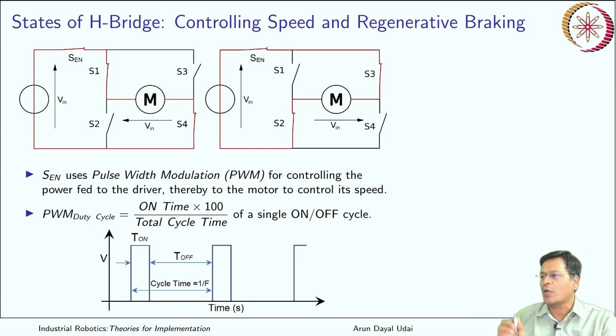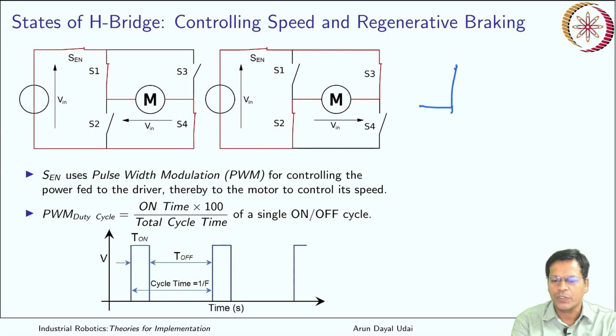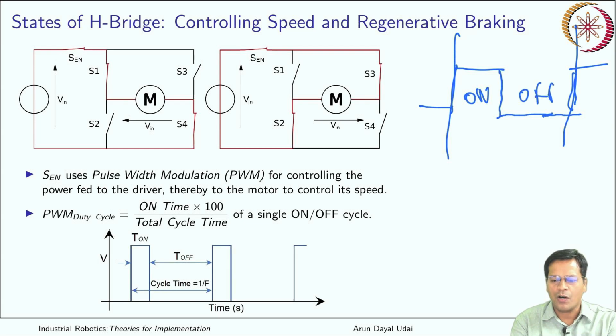A PWM waveform looks like this. So you have an on time, your waveform is like this. It is on for a particular duration, and then it goes back to 0 and remains off. Again it is on. So it keeps on doing so. So for a particular cycle, this is the on time, this is the off time.